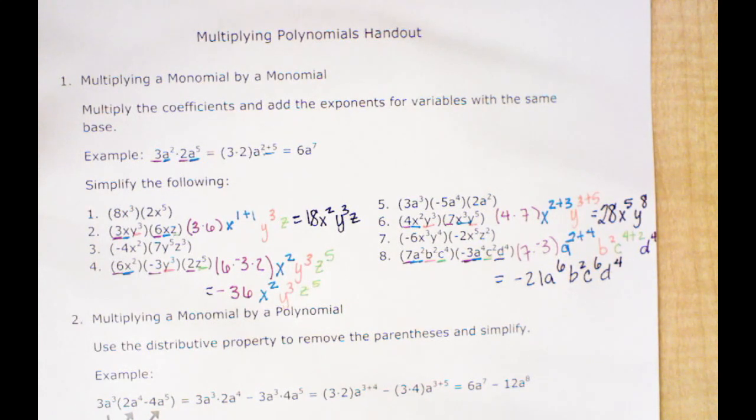If you need to use a different sheet of paper or do the odds on the back, that is fine. But let's go ahead and go down to multiplying a monomial by a polynomial.